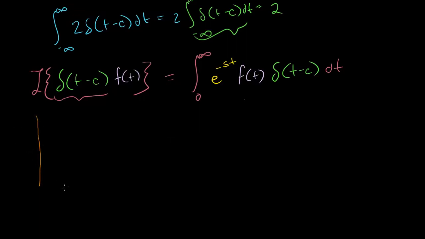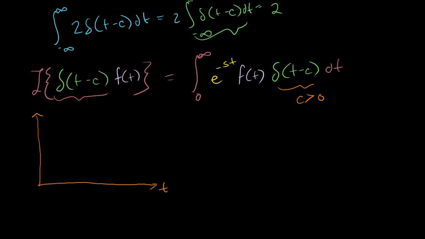Let me draw what we're trying to do. So let me draw what we're trying to take the integral of. And we only care from 0 to infinity, so I'll only do it from 0 to infinity. And I'll assume that c is greater than 0, that the delta function pops up someplace on the positive t-axis.